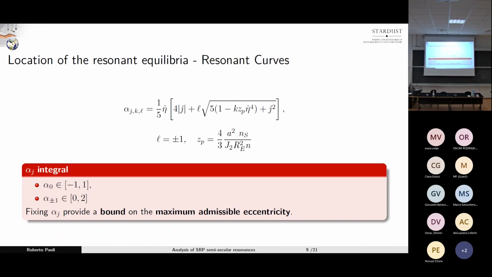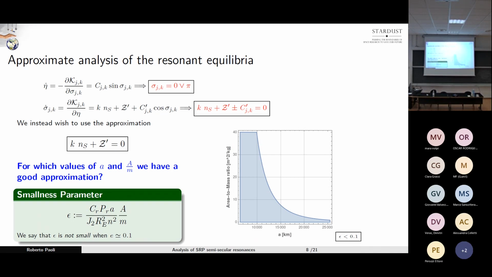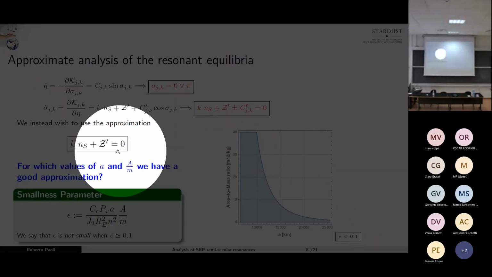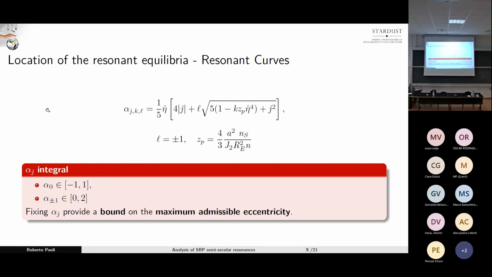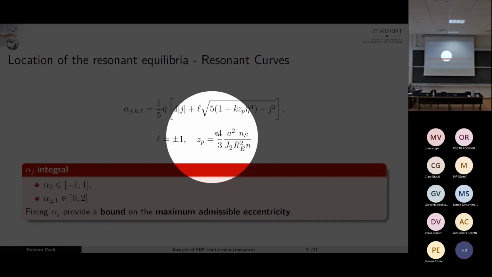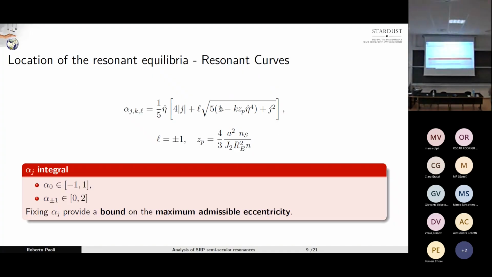With this approximation, we can then simply solve this equation to obtain some resonant curve, which describes the position in the eta-alpha plane of the resonant equilibrium. Alpha is an integral of motion, and so by fixing a value of this integral of motion and considering the intersection with these resonant curves, we obtain the location of the resonant equilibrium. Everything is described using this auxiliary variable ZP to make it a little more pleasant to the eye.